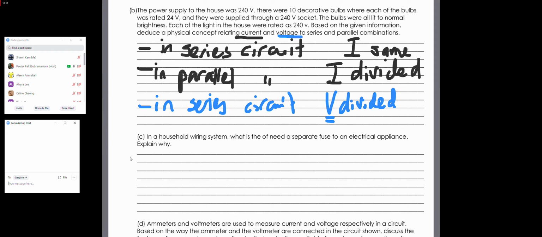Next, in parallel circuit, the same amount of voltage flows to each branch of the circuit. Okay, any question? No. Thank you.